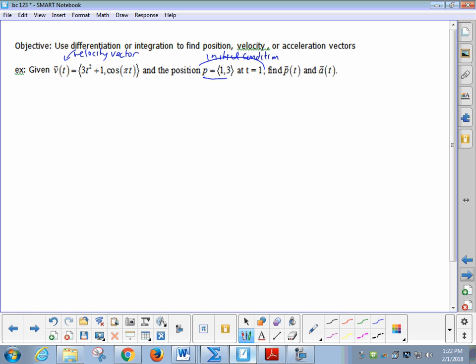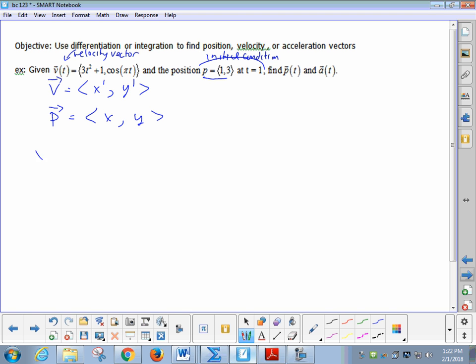Position isn't always 1, 3, it's only 1, 3 at time t equals 1, okay? We want to find position and acceleration. Well, the position vector, this vector v, is the change in position horizontally and the change in position vertically. So if I want the position vector, I need just the x and just the y as functions of time. So I must integrate, right?